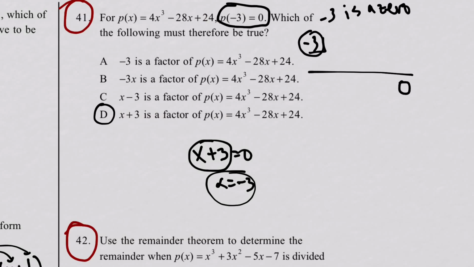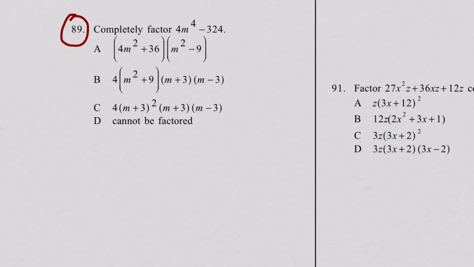If they said p of negative 2 equals 0, then I would say x plus 2 is a factor. If they say p of 5 equals 0, then I would say x minus 5 is a factor, and so on. Okay, 89. Completely factor 4m to the fourth minus 324.